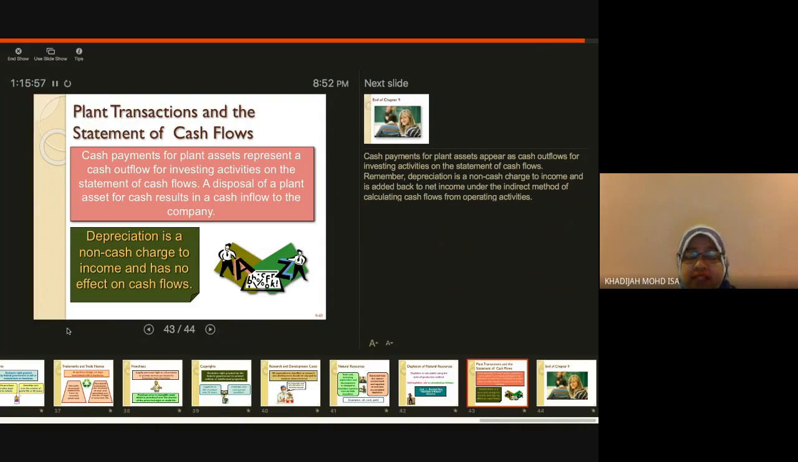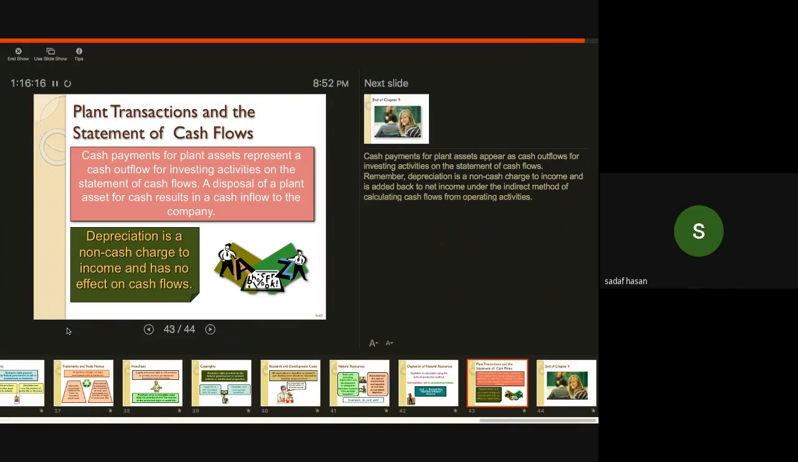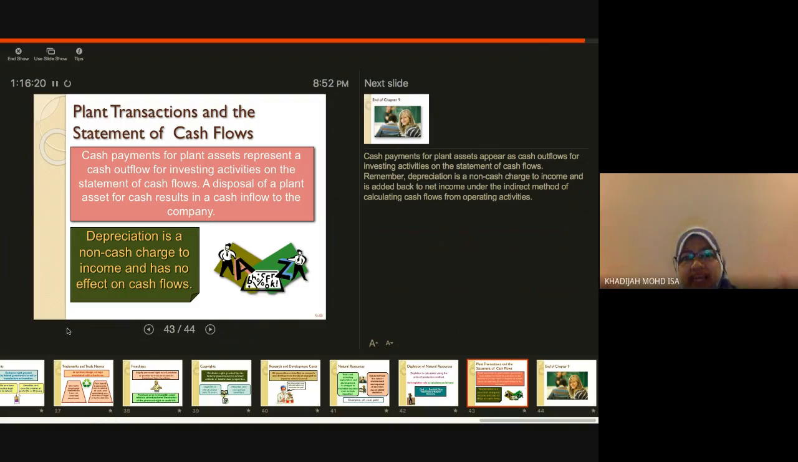But here it says plant transactions and the statement of cash flows: cash payment for plant assets represents a cash outflow for investing. So later when you do cash flow, you will see that you have three categories of activities: operating, investing, and financing. So when you purchase an asset, in this case a plant, a fixed asset, whether it's a plant or intangible or natural resources, the cost of acquisition, if you pay by cash, will affect your investing activities, because you invest in the asset. You put in the amount of cash that you pay for the investment. Why do you say you invest in the asset? Because you're going to use the asset for several years. That's why it's called investing.